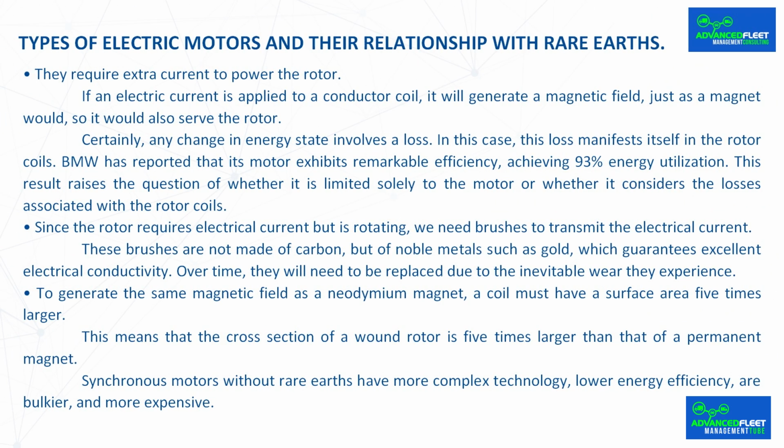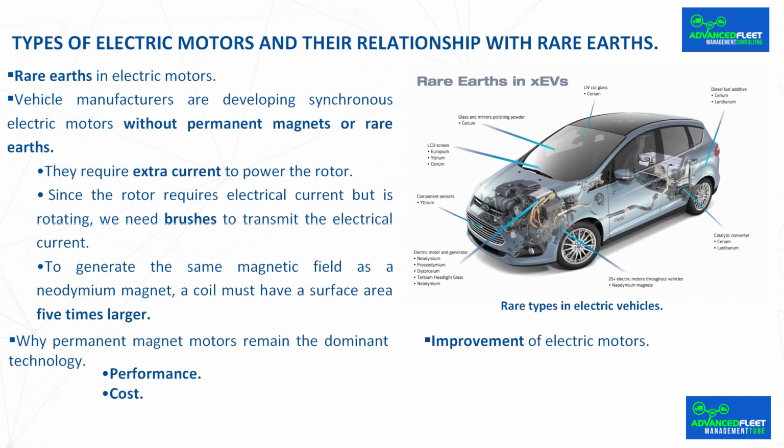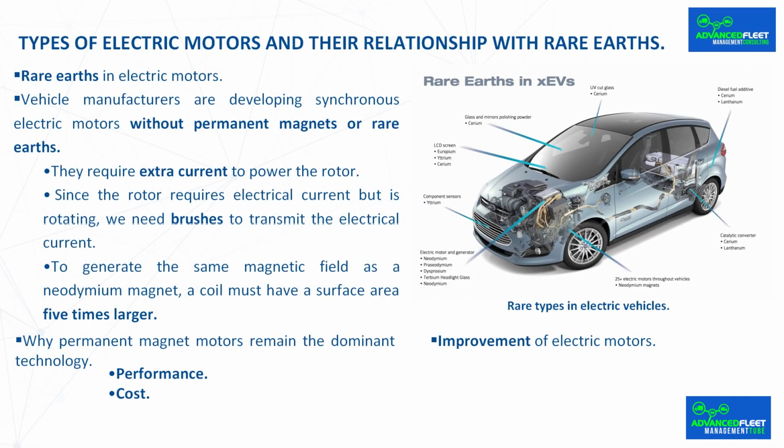To generate the same magnetic field as a neodymium magnet, a coil must have a surface area 5 times larger. This means that the cross-section of a wound rotor is 5 times larger than that of a permanent magnet. Synchronous motors without rare earths have more complex technology, lower energy efficiency, are bulkier, and more expensive. Why do permanent magnet motors remain the dominant technology?